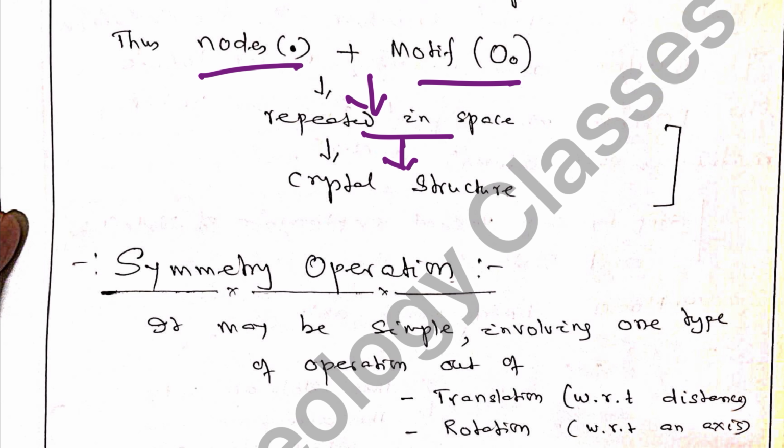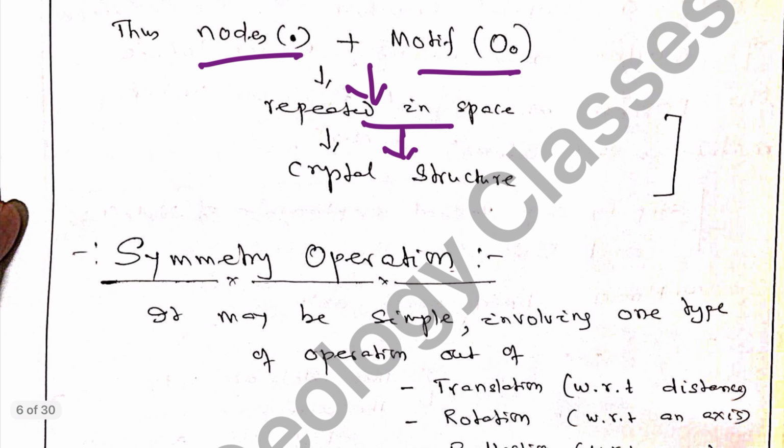And there are several operations by which this regular arrangement of motifs takes place, and that is the symmetry operation by which this repetition occurs. In my next class, I will discuss these symmetry operations.